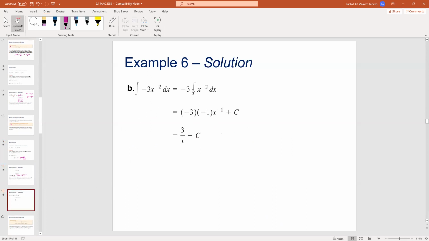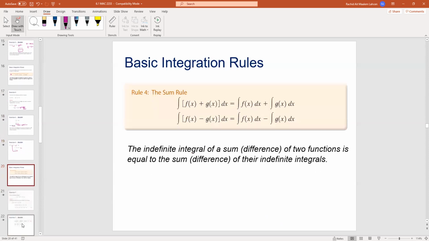And similarly, again, we have a multiple, it comes outside, we do the power rule on that, and it doesn't matter what numbers you have, you're going to replace them with the C. And the check is you differentiate this to get this integral.